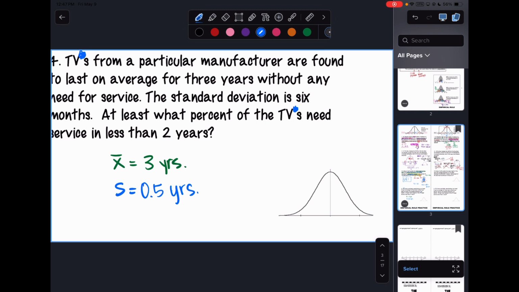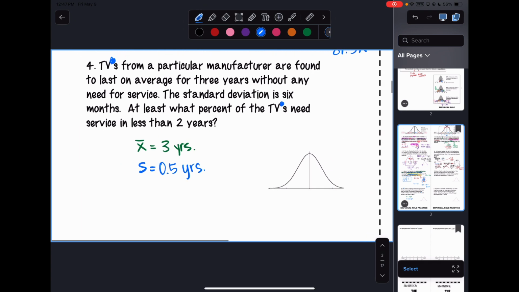Does that make sense? Okay, so standard deviation, give or take half a year. So, meaning, here's my mean at 3 years. So there may be some TVs that are in need of service half a year beyond that mean, right?